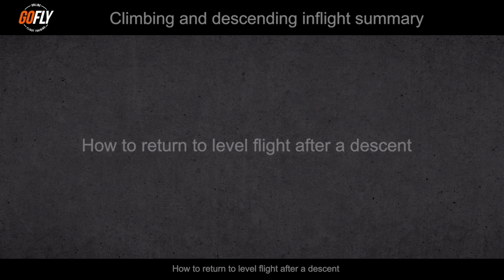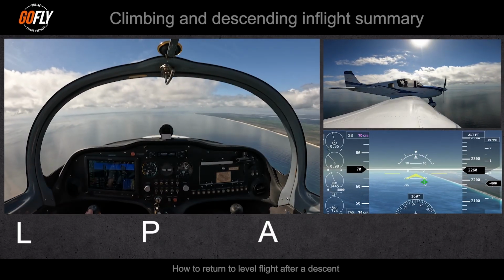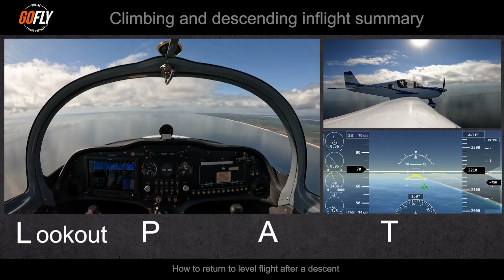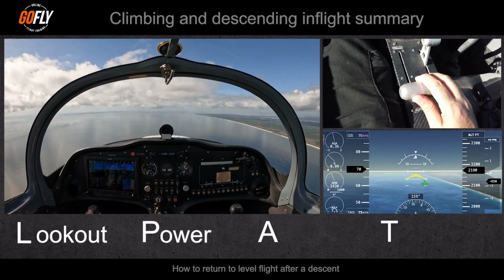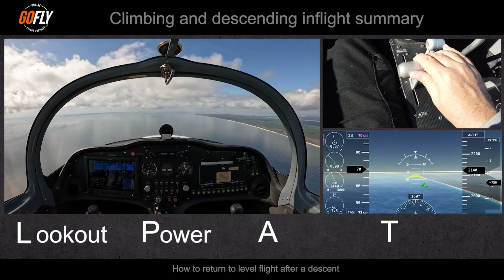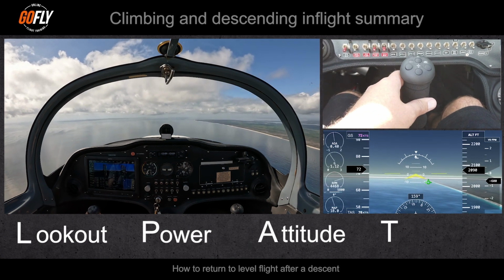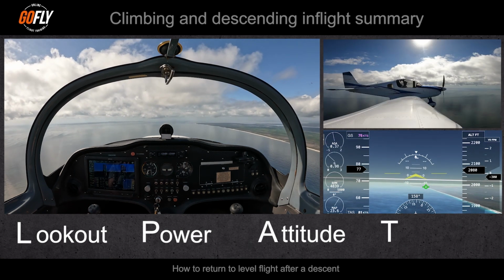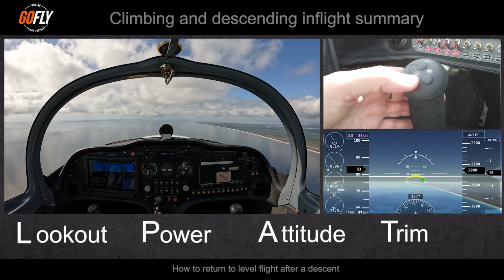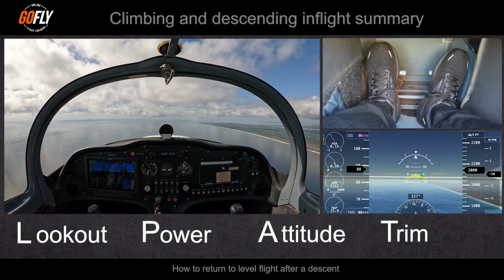To level off after descending, use the acronym LPAT once more. L is for lookout, to scan the area for other aircraft. P is for power, increase the power back to the cruise power setting. A is for attitude, move the control column gently rearward and return to the level attitude. And T is for trim, trim the aircraft once the airspeed is stabilised and then maintain balance with rudder.